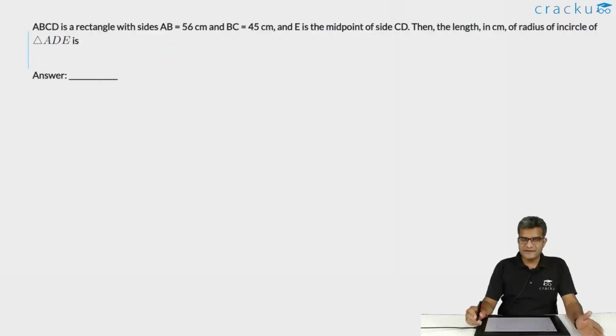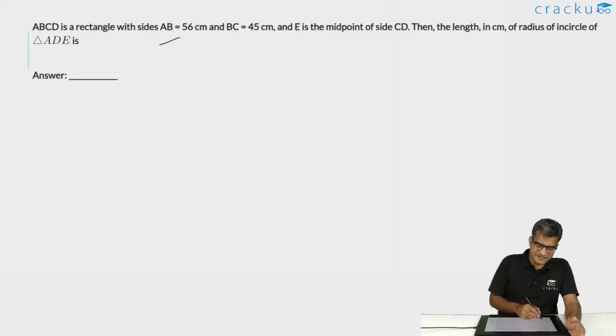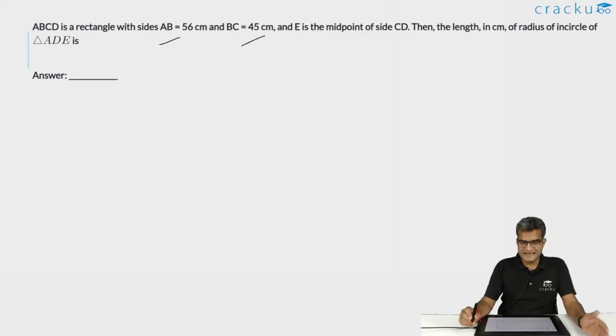Here we are told that ABCD is a rectangle, the length of AB is given, the length of BC is given, E is the midpoint of CD, that is given. Then the length in centimeters of the radius of incircle of ADE is.